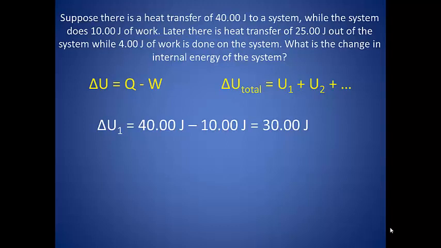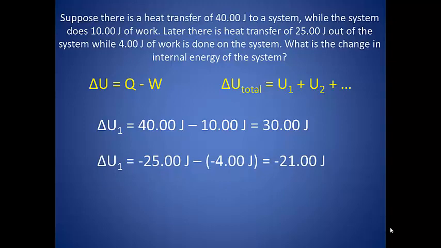The second step shows a heat transfer out of the system of 25 joules and 4 joules of work done on the system. Since heat transfers out of the system, we have a negative 25 joules of energy lost, and since work is done on the system, we have a positive 4 joules of work done. So the total change in energy is a negative 21 joules. The total energy for these two steps is 9 joules, the same as what we found in the previous setup.